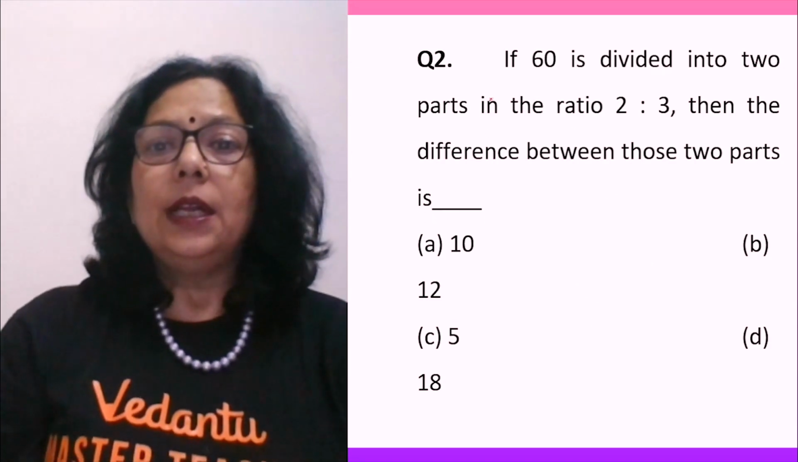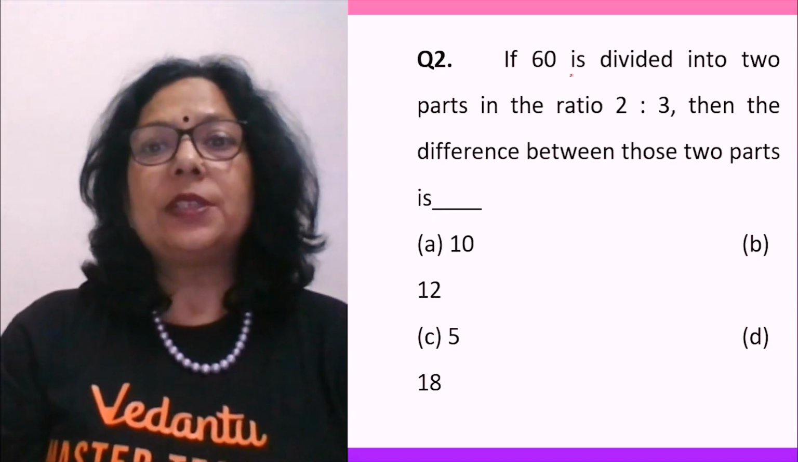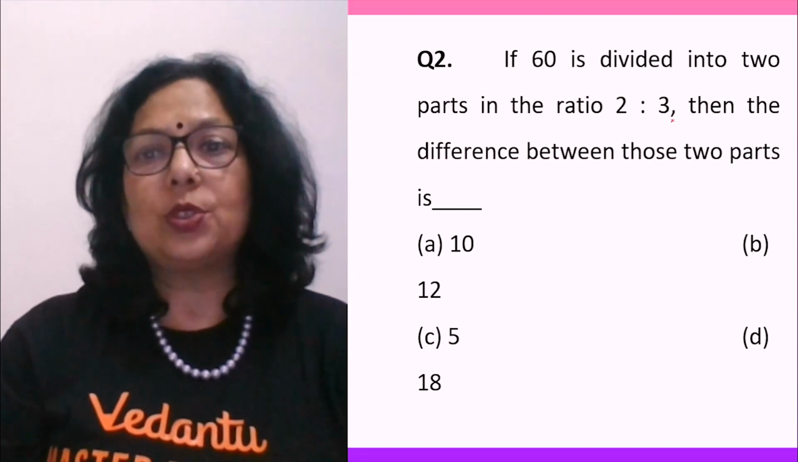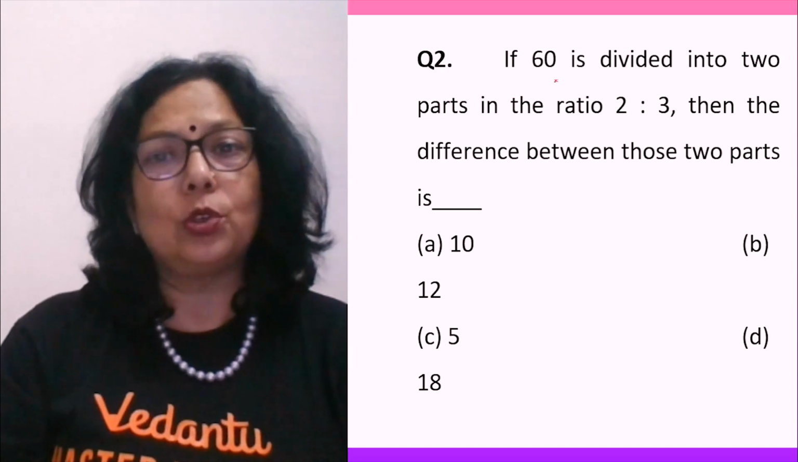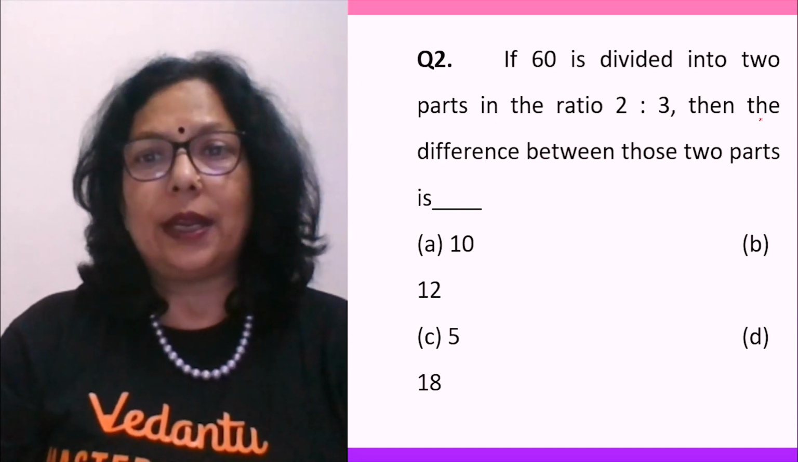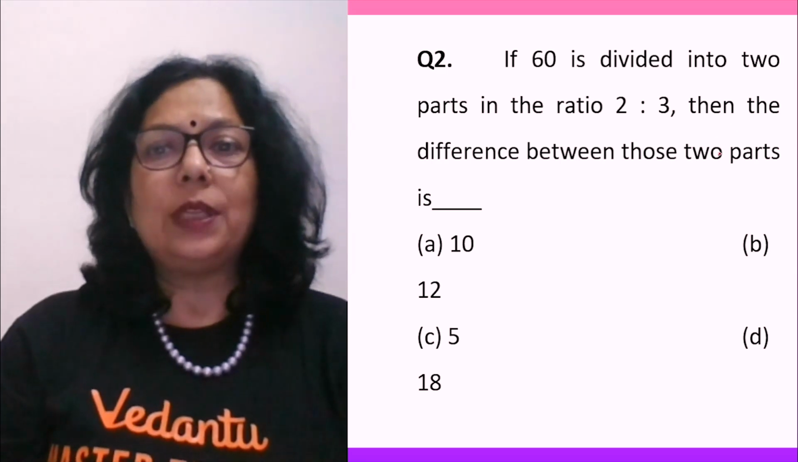Now let's see. Rupees 60, or 60 chocolates, the amount 60 is divided in the ratio of 2 is to 3. Means 2 parts go to one child and 3 parts go to the other child. What is the difference between the 2 parts?